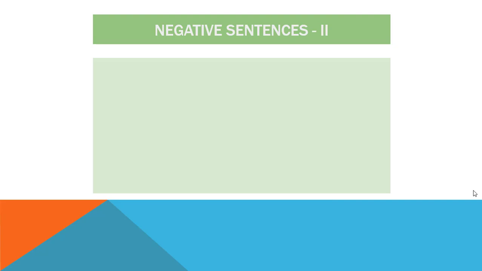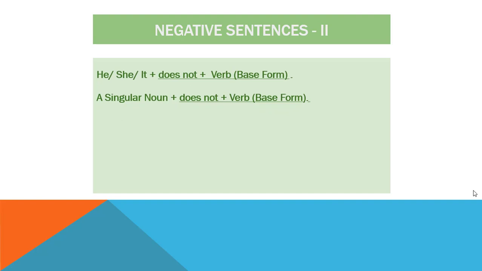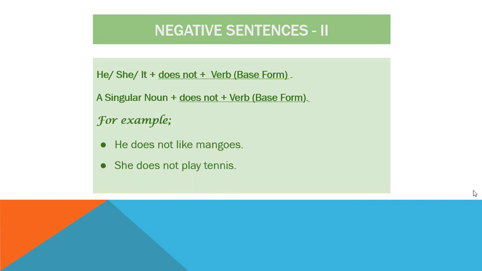Step number 2. Negative sentences. In negative sentences, we have the subject like he, she, it. Then we use does not plus verb with base form. Even a singular noun is used with does not plus verb that is base form. For example, he does not like mangoes. She does not play tennis. This boy does not speak gently. In these examples, we have singular subject and according to the structure, we have to use subject plus does not plus basic form of verb plus object.